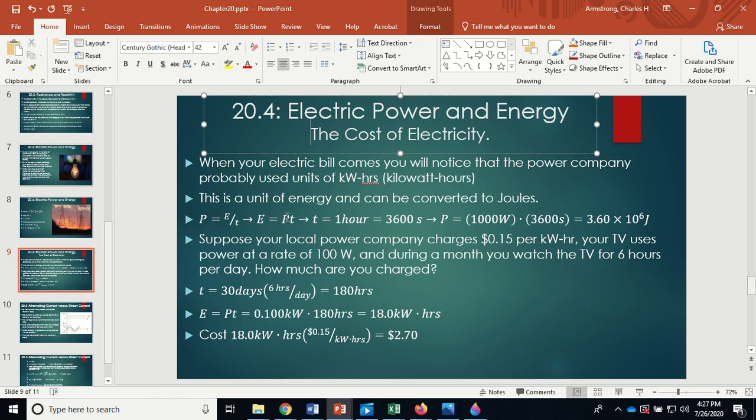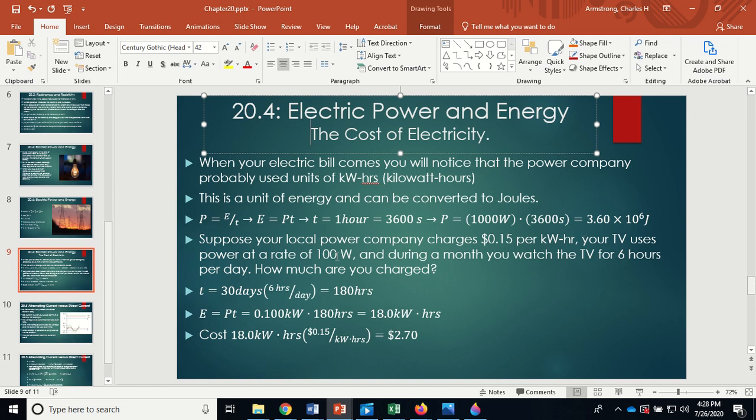Okay, so 1 hour, that'd be 1 kilowatt hour, that's 3,600 seconds. So energy would equal, say, 1,000 watts times 3,600 seconds. That'd be 1 kilowatt times 1 hour. Okay, so there's 1 kilowatt, there's 1 hour in seconds. So we convert that over to joules, and 1 kilowatt hour is actually 3.60 times 10 to the 6th joules.